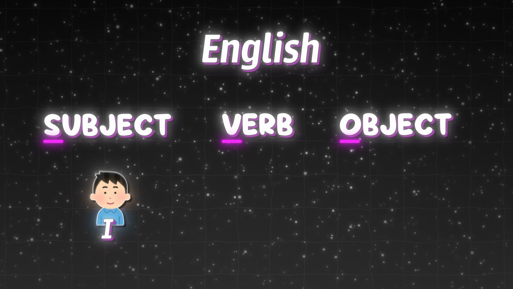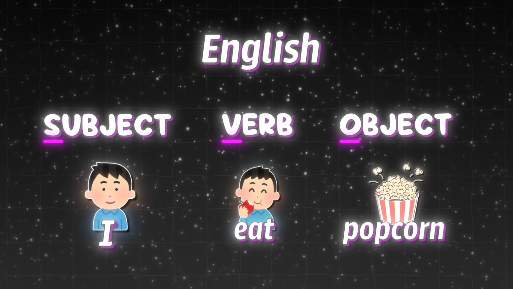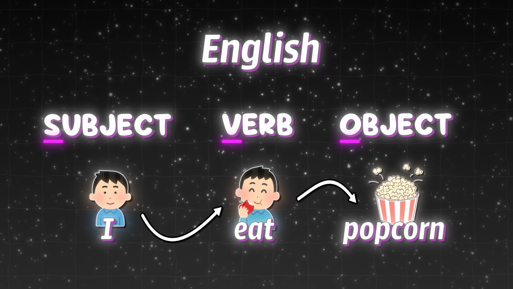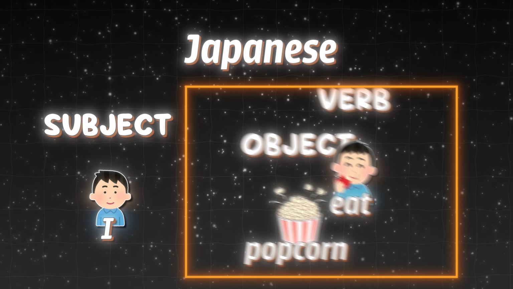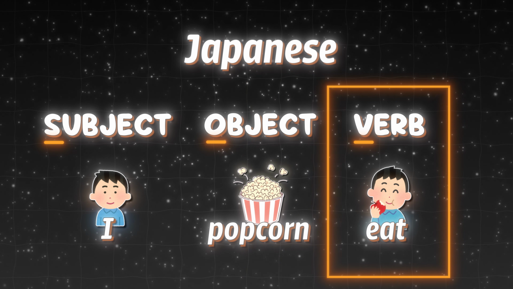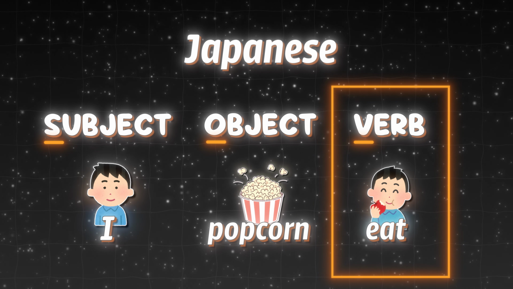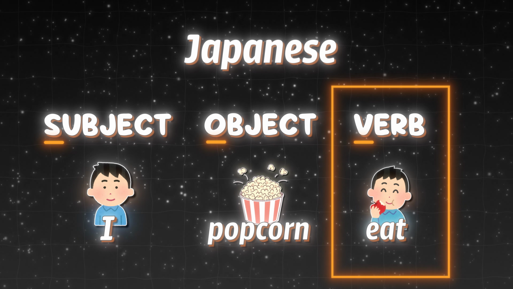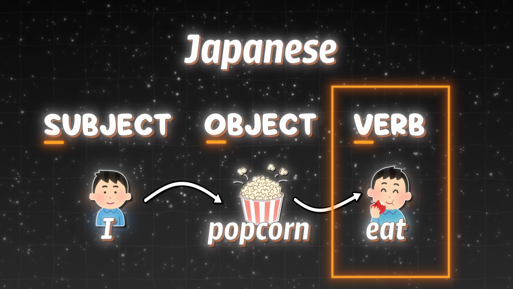For example, I eat popcorn. The subject does something to the object. But Japanese uses subject-object-verb sentence order, or SOV, so the verb comes last, which would sound more like I popcorn eat. The subject has an object and does something to it.